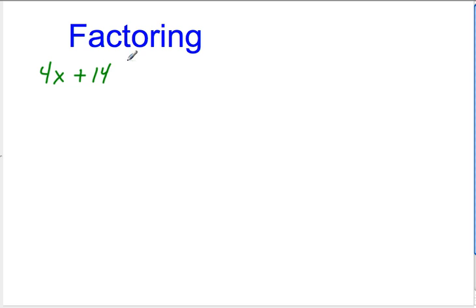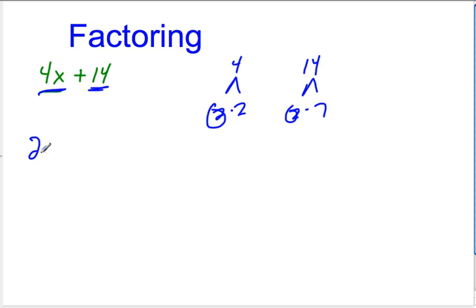The factoring is a little different, and it's actually the opposite of the distributive property. I'll show you. What you're going to do is look at these two terms, and you want to figure out what do they have in common. If we were to factor them, what are their greatest common factors? So 4 is 2 and 2, and then 14 is 2 and 7. So the greatest thing they have in common is a 2. So if we factor out 2, the remaining part here would be a 2, but there's still an x there, and then a 7.